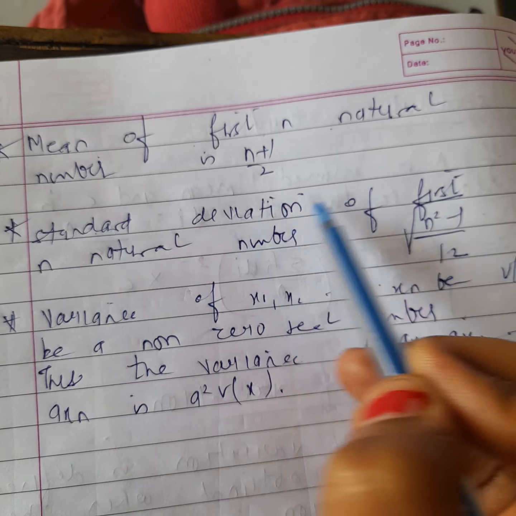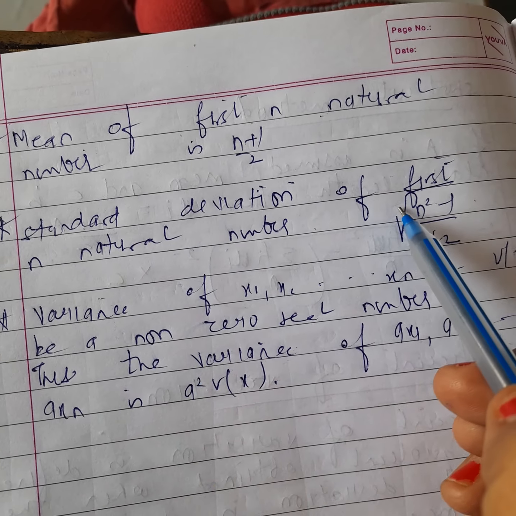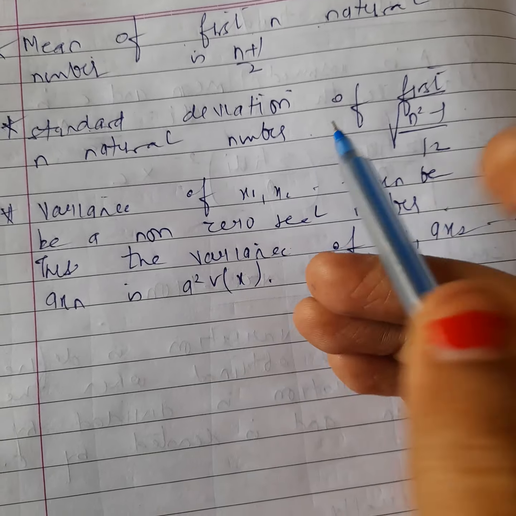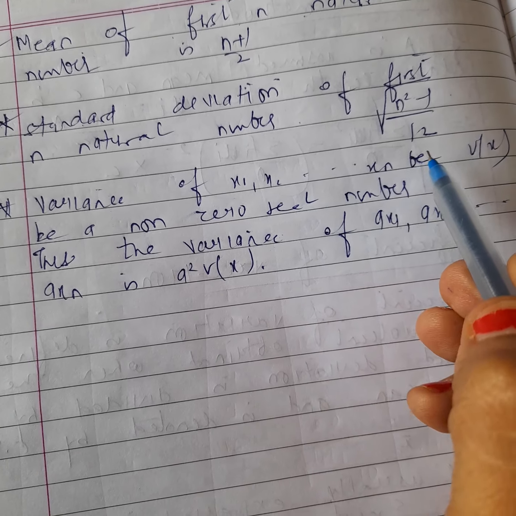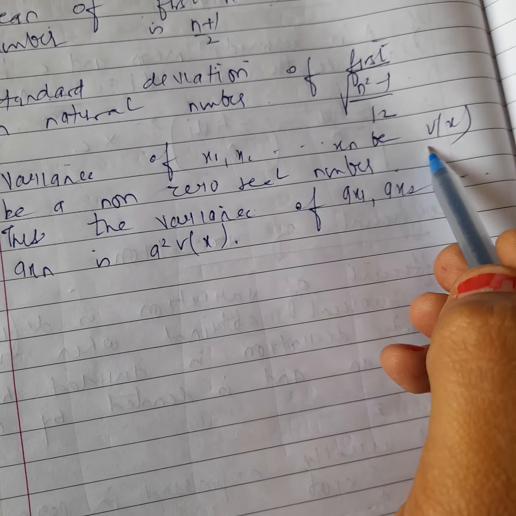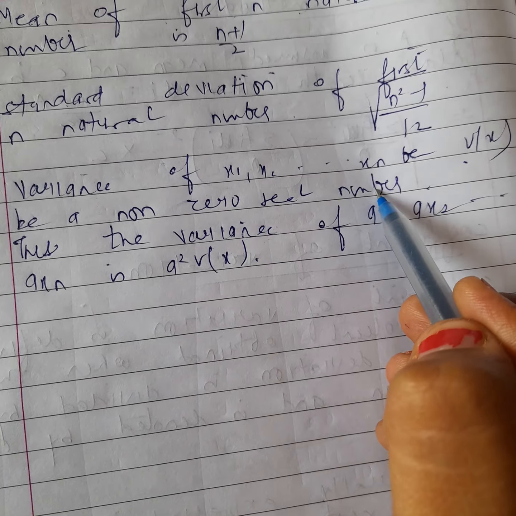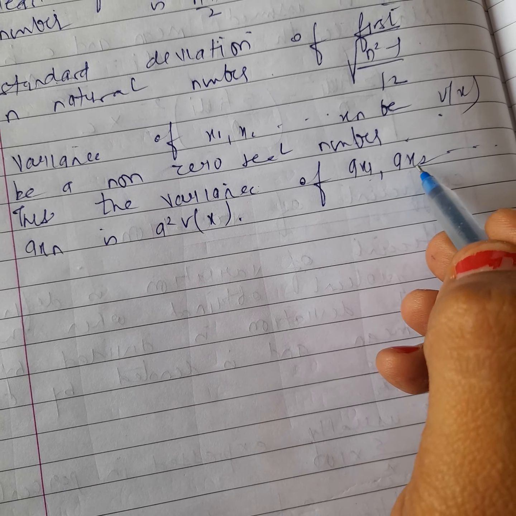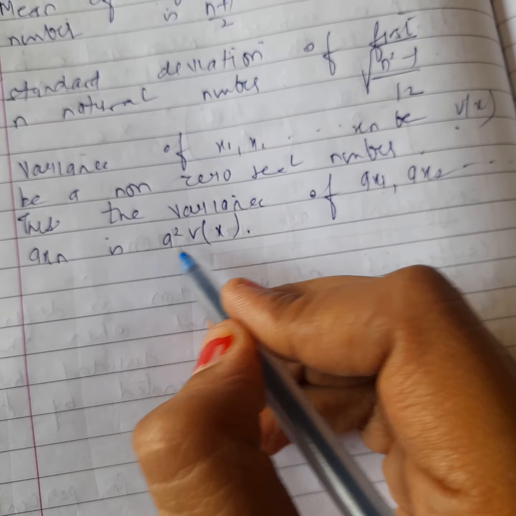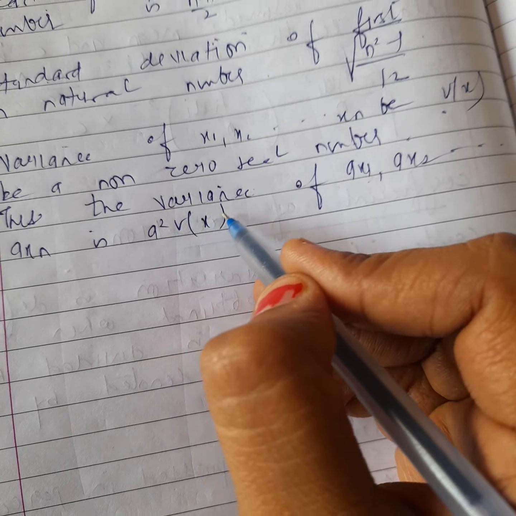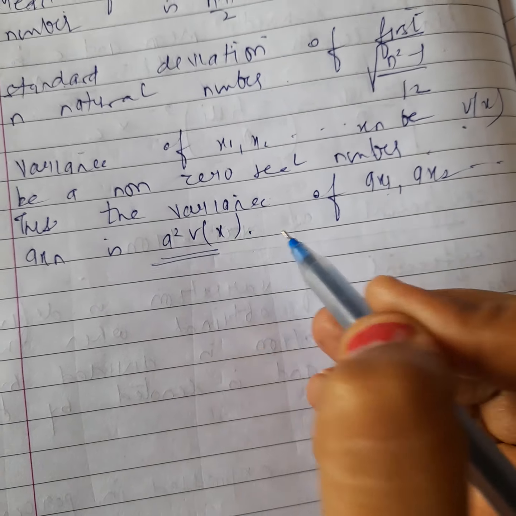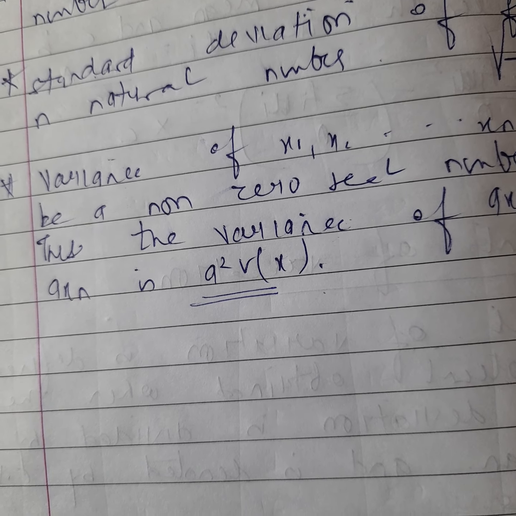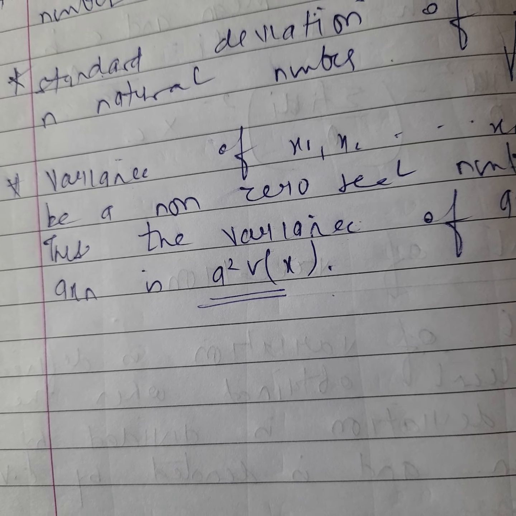Next, the standard deviation of the first n natural numbers is given by the formula square root of (n square minus 1) by 12. Now, if the variance of x1, x2 up to xn is v of x, and a is a non-zero real number, then the variance of a x1, a x2 up to a xn is a square v of x, right? So this formula we can use for a 1 mark objective question. Now we'll start solving the questions of our textbook.